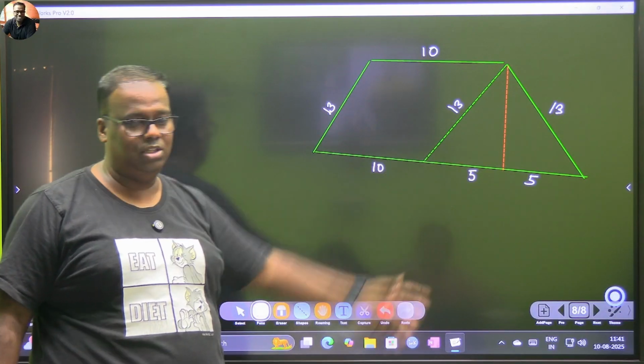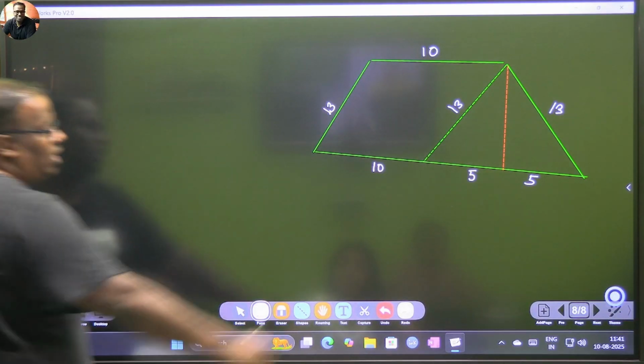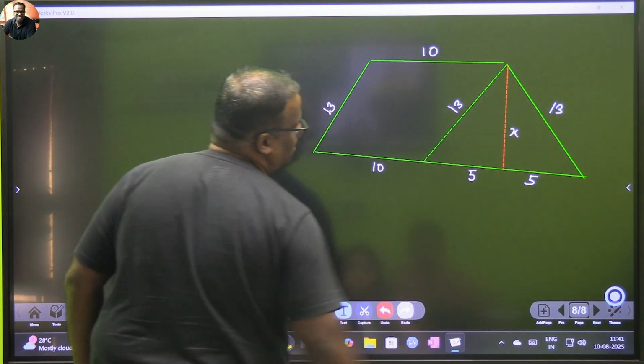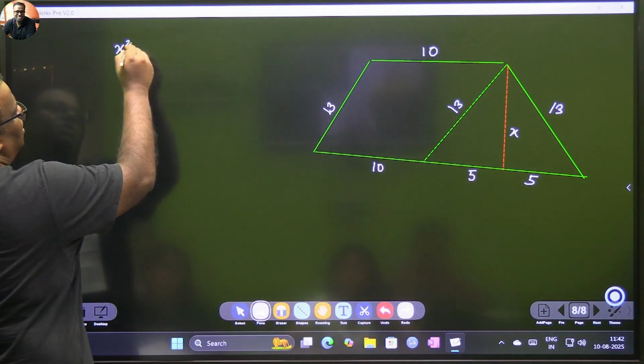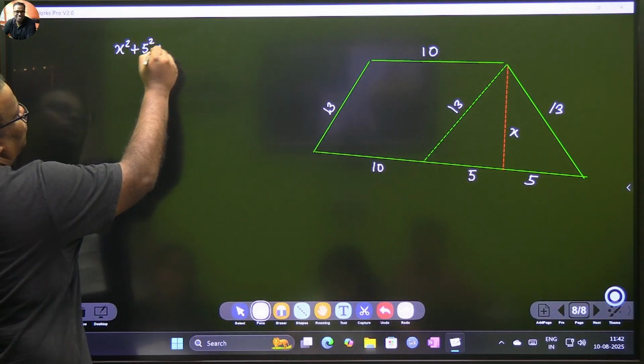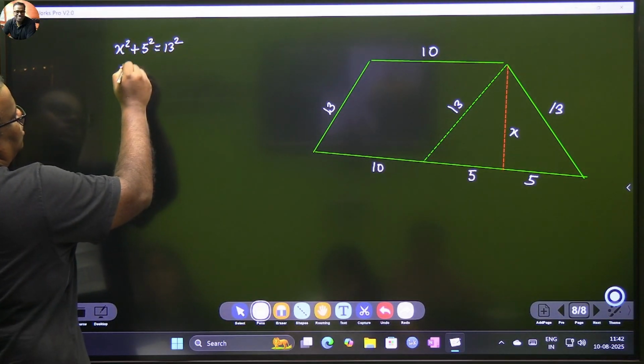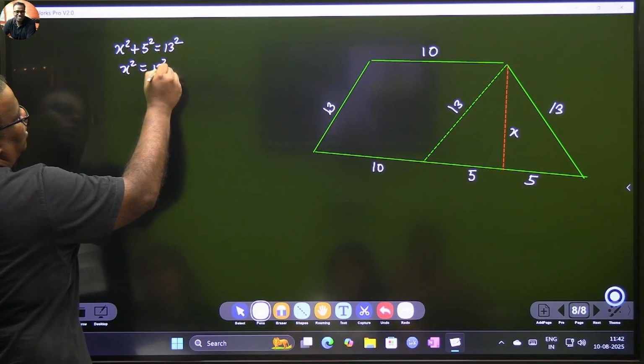Now how to find out this? You take this as x and start applying what? Pythagoras theorem. What is Pythagoras theorem? x square plus 5 square should give you 13 square. That means x square should be equal to 13 square minus 5 square.